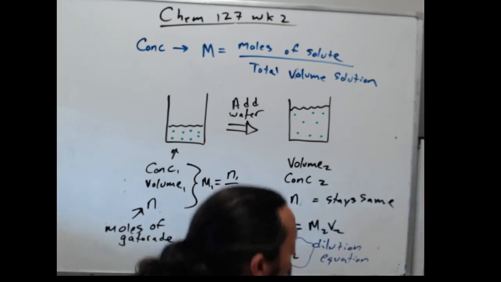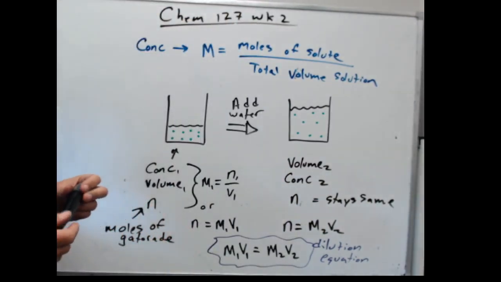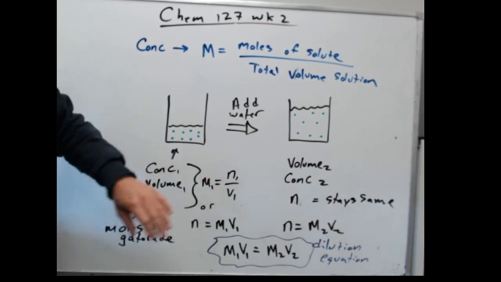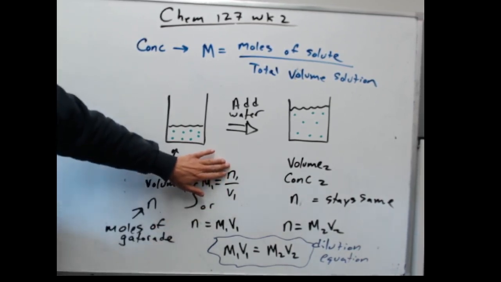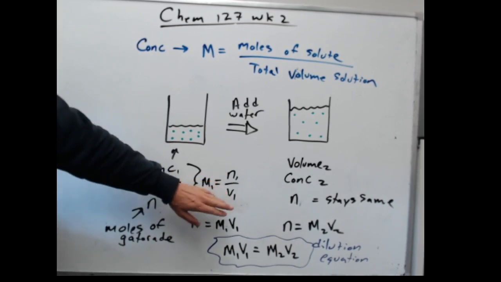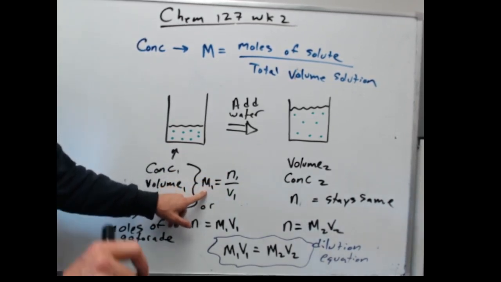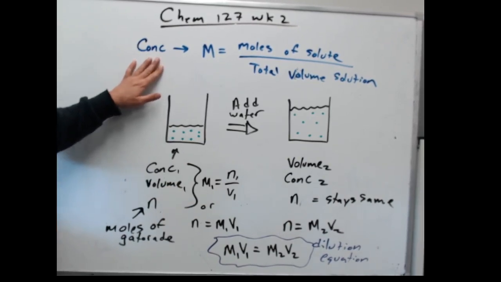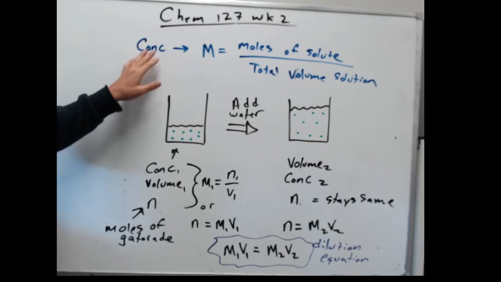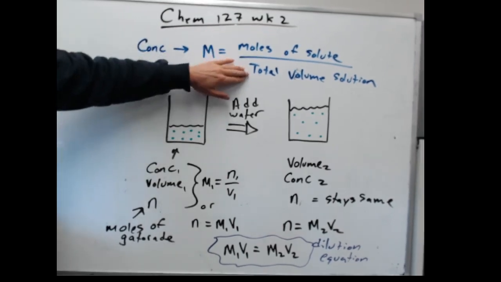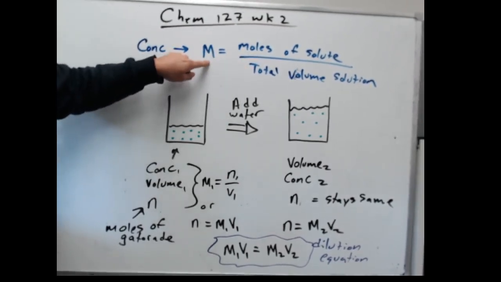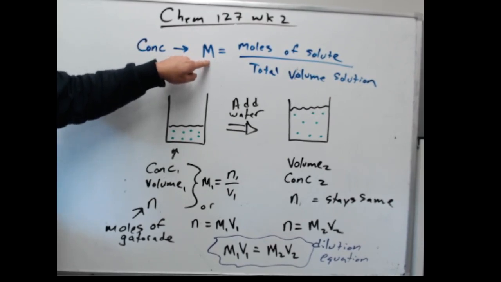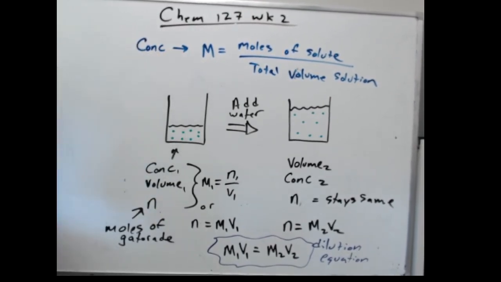Wait, why is concentration using M and moles using N? This is by convention, so N is usually what we use for number of moles. V is for volume. M is specifically concentration in units of molarity. Concentration is generic, and there are lots of different ways we talk about concentration. But when we are doing moles of solute over total volume of solution, that's specifically molarity. And that's the one we're going to be using this quarter.